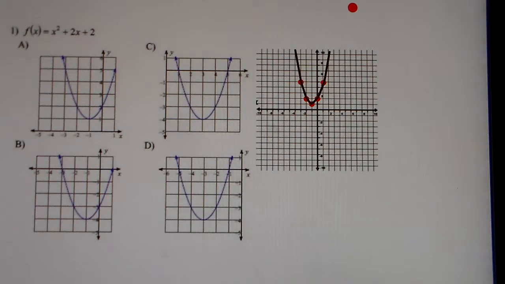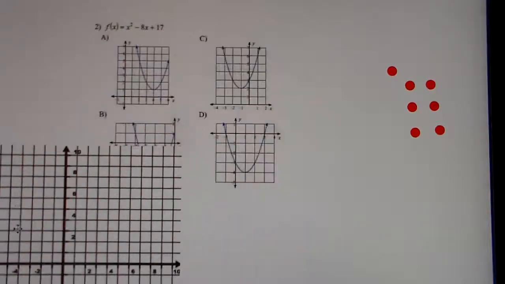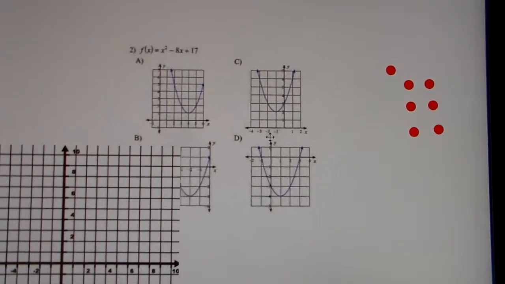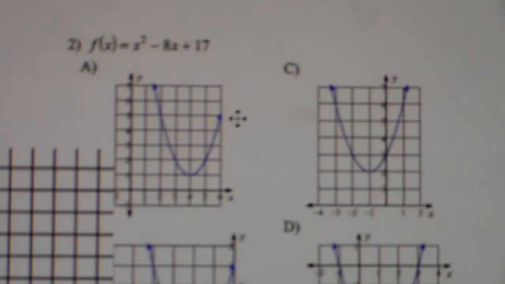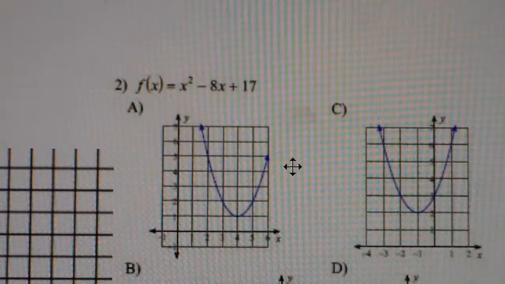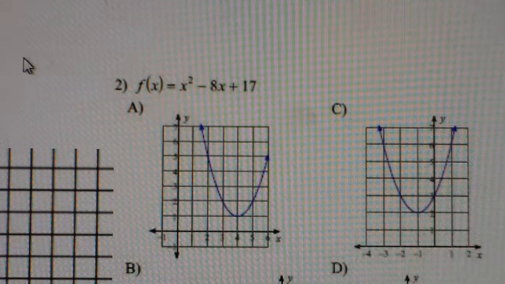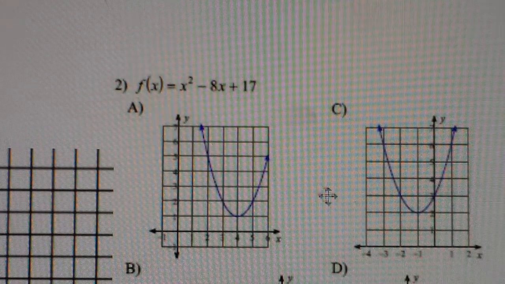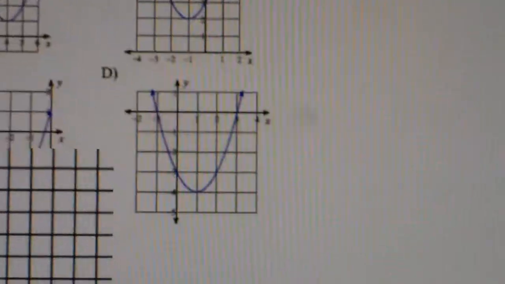So we're going to do number 2 also together. Looking at number 2, our equation is y equals x squared minus 8x plus 17. That's our equation that we were working with. Now we've got to graph that on a graphing calculator first to help us out. So let's bring up the graphing calculator.